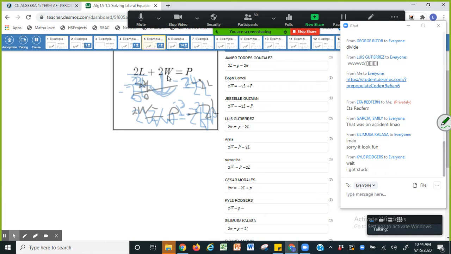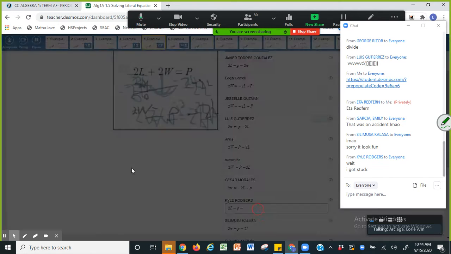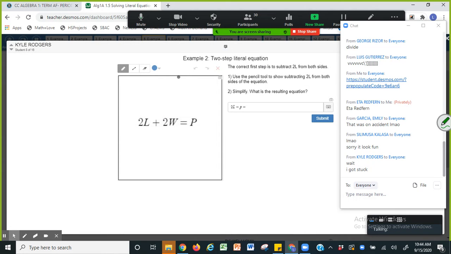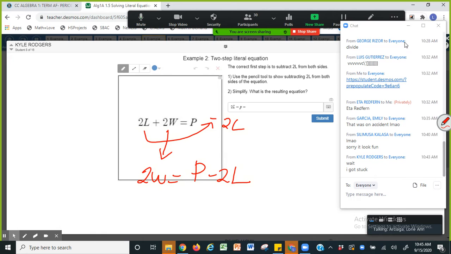Okay. So it's going to be 2W equals... nope, you have to start with 2W. So you're moving this to the other side and you're making it negative. So P minus 2L, right? And then you're going to bring this down. So 2W will be equal to P minus 2L. I hope that showed on your screen.